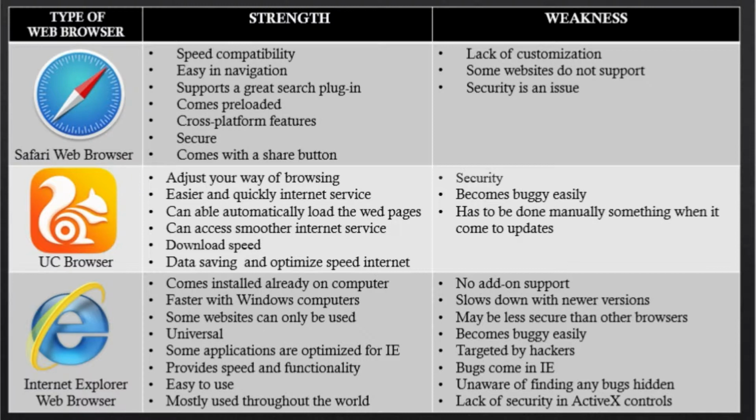For the Internet Explorer web browser, strengths: it comes already installed on the computer, faster with Windows computers. Some websites can only be used with it, it is universal. Some applications are optimized for IE. It provides speed and functionality, is easy to use, and is mostly used throughout the world.